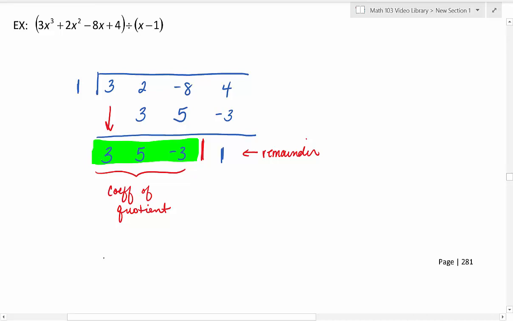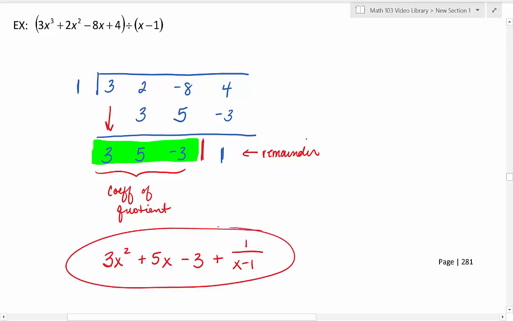Start on the left with the coefficients of your quotient, so that's going to be 3x squared plus 5x minus 3, and this time we have a remainder. We always want to put a plus sign and then put the remainder over the divisor. Make sure that you put the remainder over the original divisor and not the 0 of our divisor. We end up with 3x squared plus 5x minus 3 plus 1 over x minus 1.